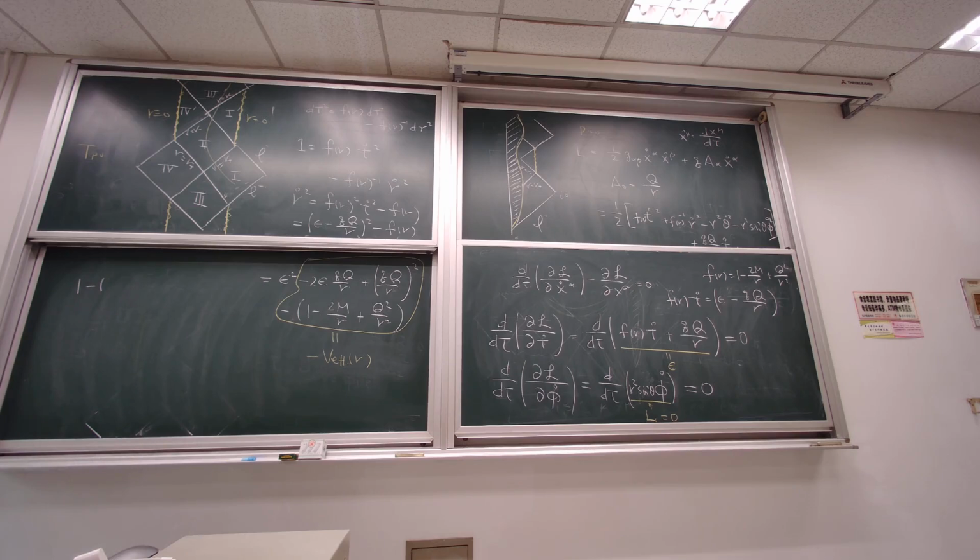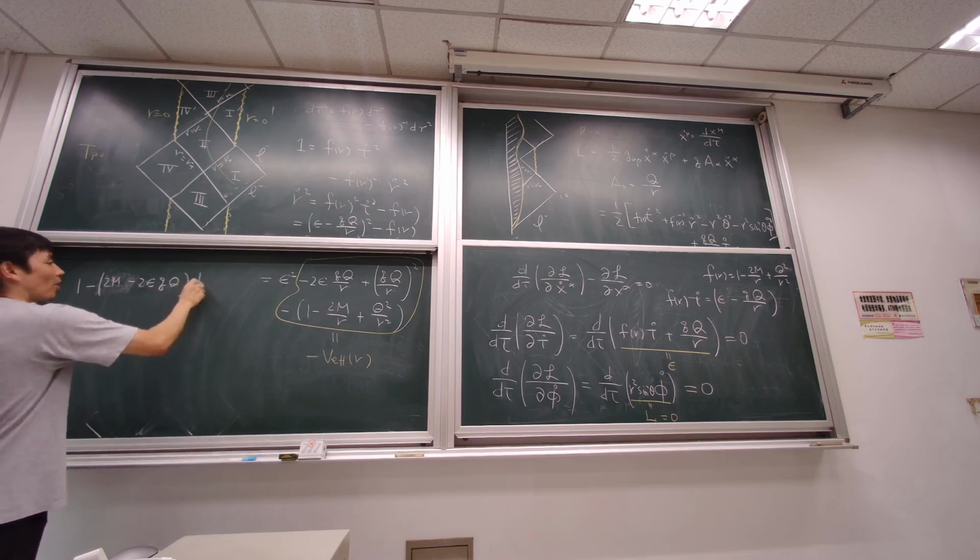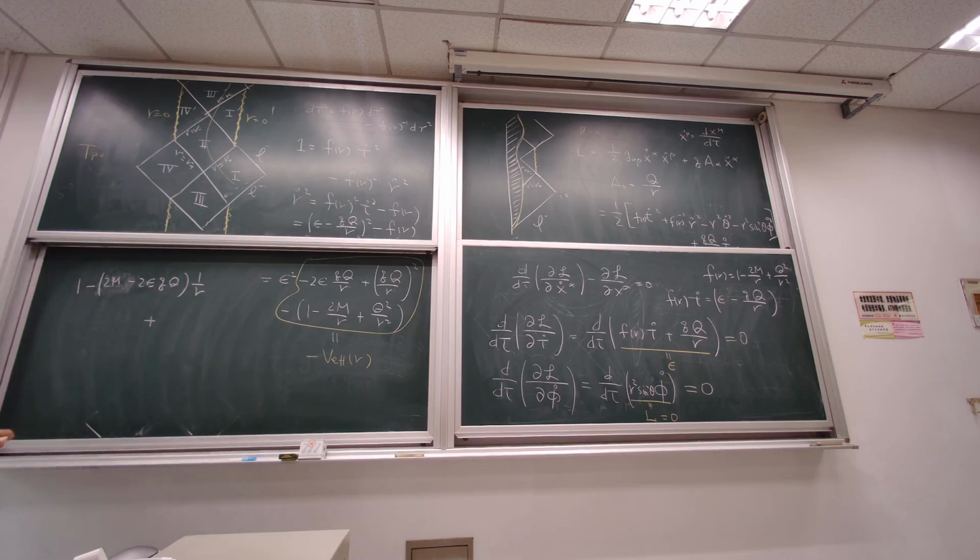I'm really bad at calculation, so correct me if I make a mistake. 1 minus 2, oops, I don't think I can do the computation. 2m over r. Okay, minus 2m plus 2 epsilon Q. Okay, and then minus sign, and then 1 over r, and plus.